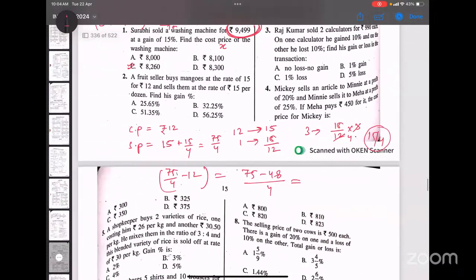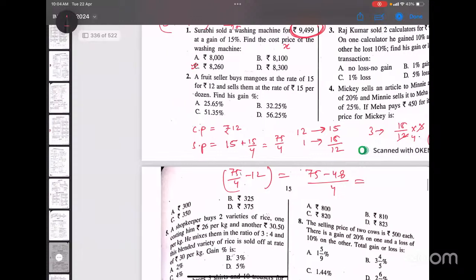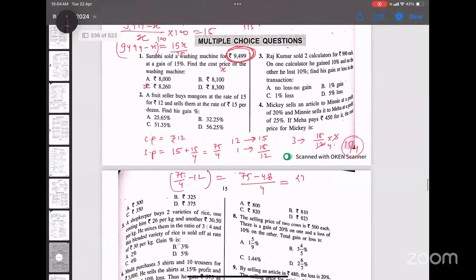How much? 27 by 4. 27 by 4. And gain percent will be 27 by 4 divided by cost price into 100. So this will be 25. 27 into 25 divided by 12. And this will be 2 point something. So 27 into 2 point something will be how much? I think this will go for 51 point something.